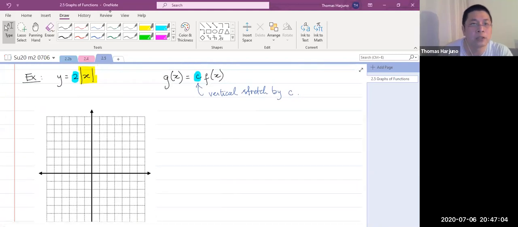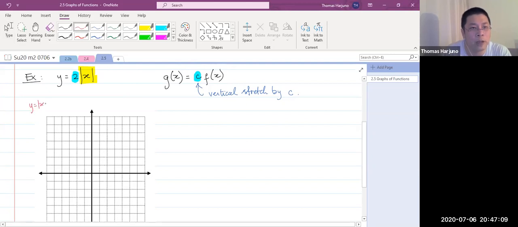Okay, now I will start with absolute of x. Okay, y equals absolute of x. The graph looks like this: (0, 0), (1, 1), (2, 2), (3, 3), and on. Negative 1, 1, negative 2, 2, negative 3, and on. So the graph is approximately, this is just a sketch, approximately like this. Okay. Now, what is the effect of this 2 in front of the absolute of x?